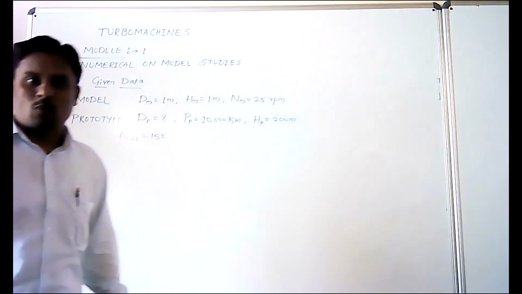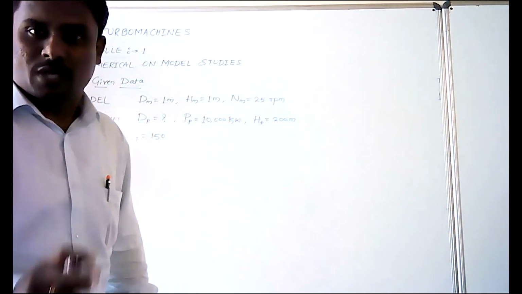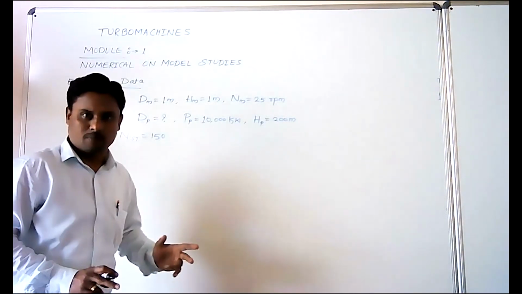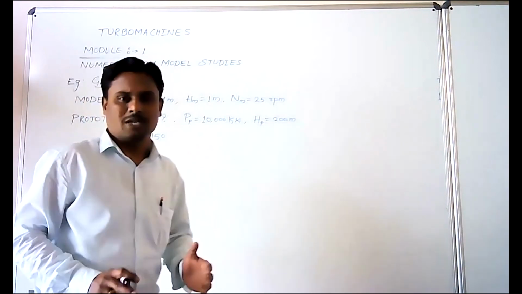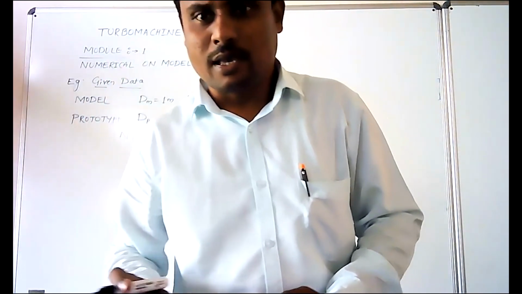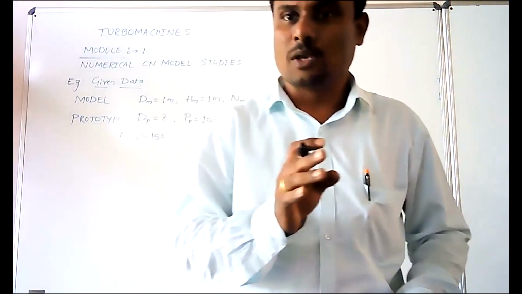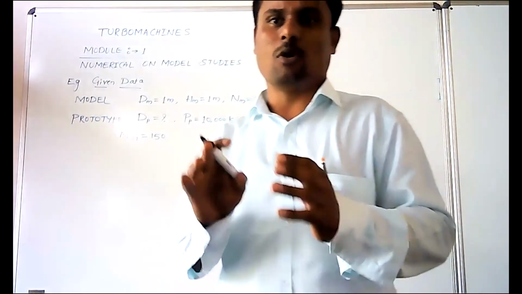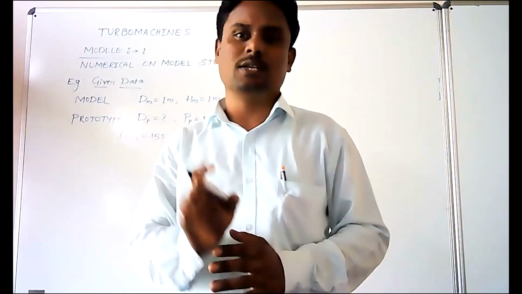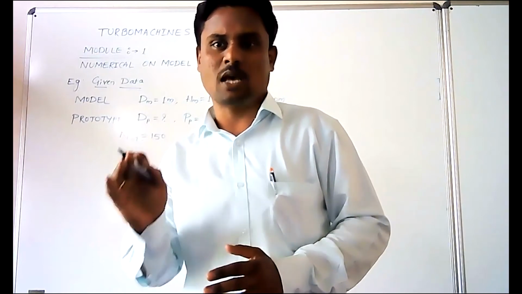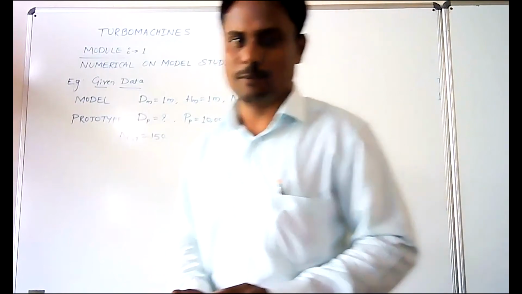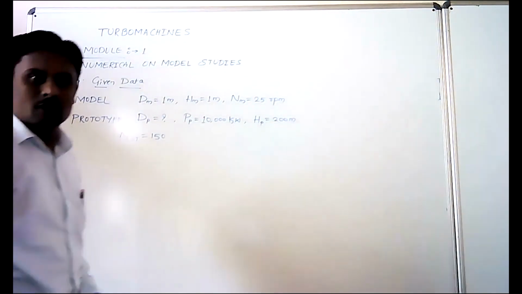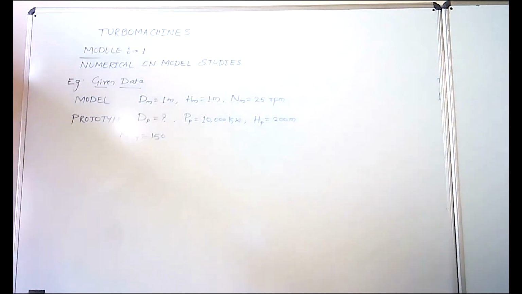Since the model and prototype are geometrically similar, the specific speed for both model and prototype is the same. So I can't differentiate Nst for model and Nst for prototype; they are not different, because model and prototype are assumed to be geometrically similar. All geometrically similar machines have the same value of specific speed.